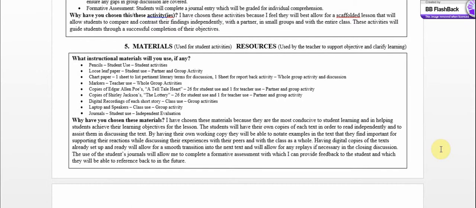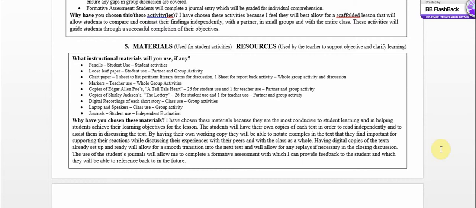Now, as far as materials, what materials will I use for this lesson? Pencils. Students will need to each have their own pencil. They will need to have loose leaf paper for student use in partner and group activities, so that they can take notes on their experiences as the lesson progresses, and also so they can jot down what they discuss as a group.